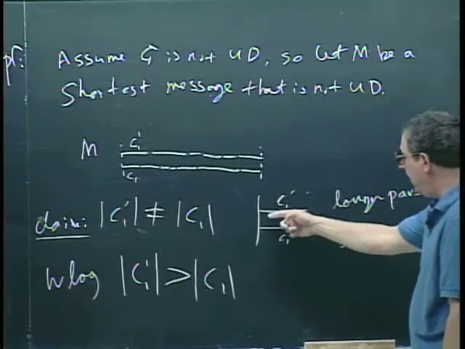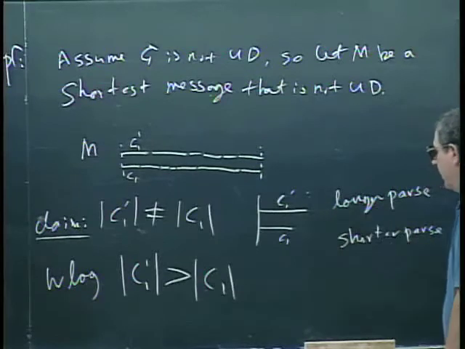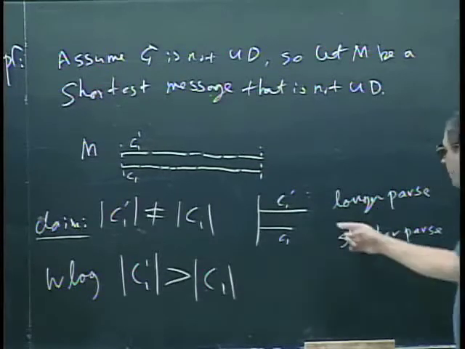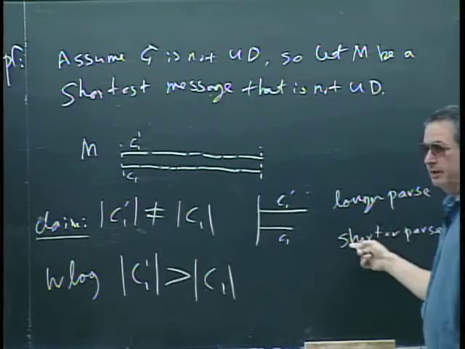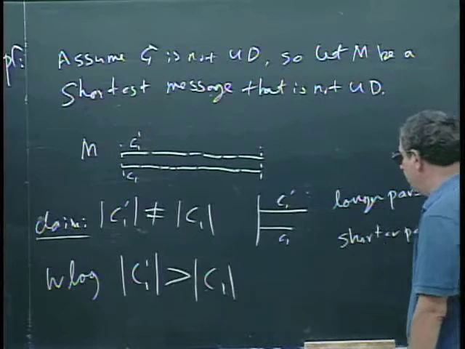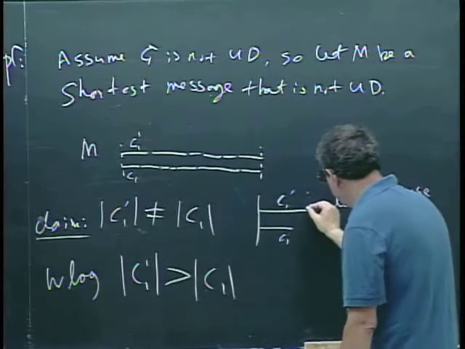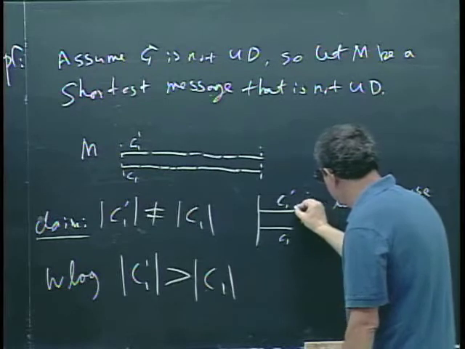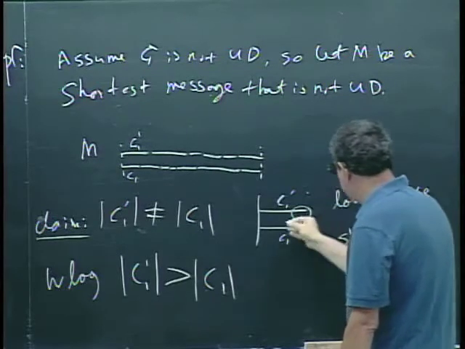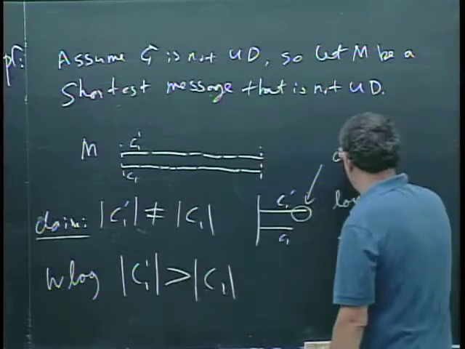So we're going to be adding in more code words as we go through the different parses, and we're always going to have one parse be longer than the other. It's going to be the longer parse and the shorter parse, and that's going to hold until we get to the very end of M. And the amount that the longer extends beyond the shorter is going to be called the overlap.